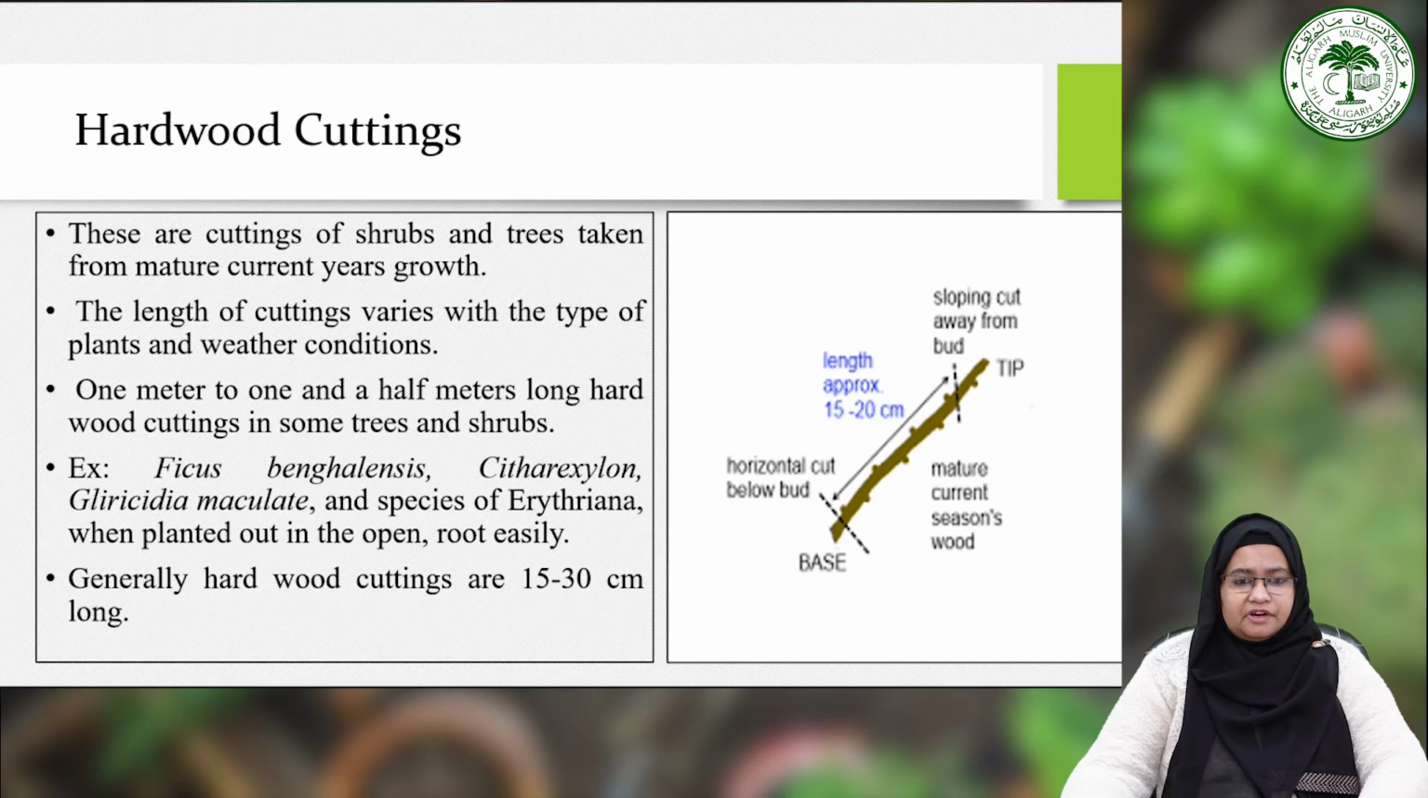Generally, hardwood cuttings are 15 to 30 cm long, as we can see in these images. The examples of hardwood cuttings are Ficus bengalensis, Citharexylum, Gliricidia maculata, and species of Erythrina. When planted down in the open, they root easily. Here a length of 15 to 20 centimeter is taken for the hardwood cuttings.